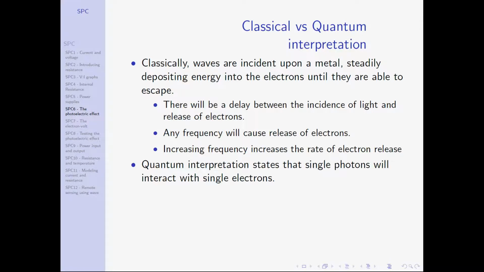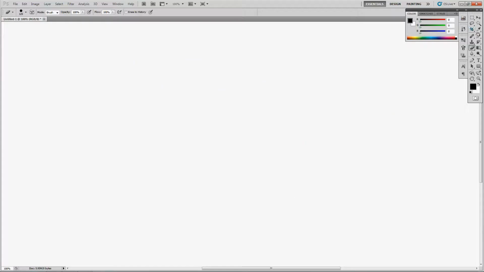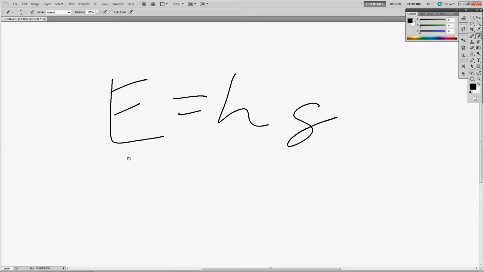The quantum interpretation has something quite different. Now we're modelling light as photons, as single photons rather than these waves. And so rather than the wave gradually building up into the electron until it's got enough energy to escape, an electron absorbs a single photon, and the energy of that single photon is given by the Planck equation, which we're so familiar with: E equals hf. So there's the energy of the photon and the frequency of its wave equivalent.